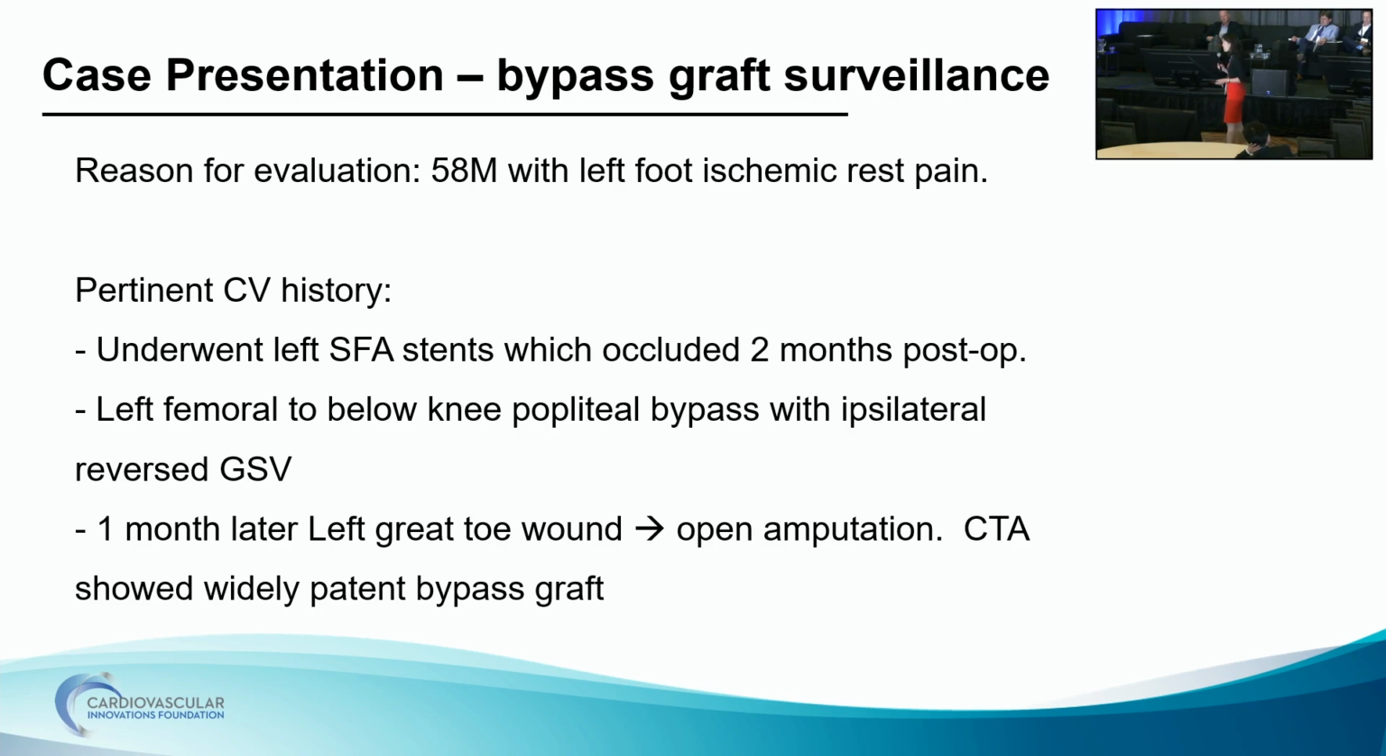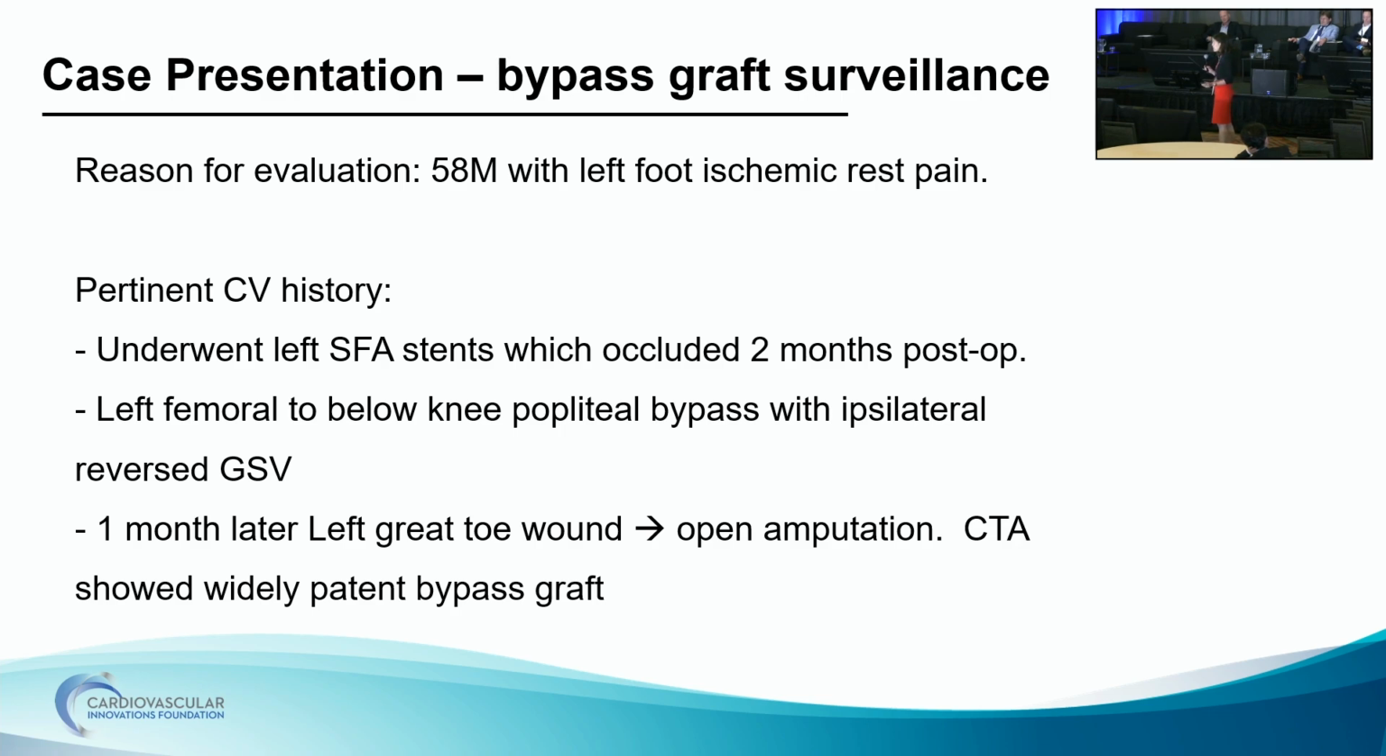So this is a case of a patient, a 58-year-old man who initially presented with left foot ischemic rest pain. He underwent left SFA stenting, which resolved his rest pain, but then 2 months later, the stents occluded. He came back and we did a fem-pop below-knee pop bypass with ipsilateral reverse saphenous vein. And then he stubbed his toe, ended up with a wound, got an open amp, and at that time we got a CTA, and the vein bypass graft was widely patent.